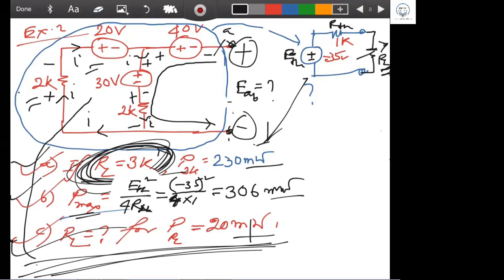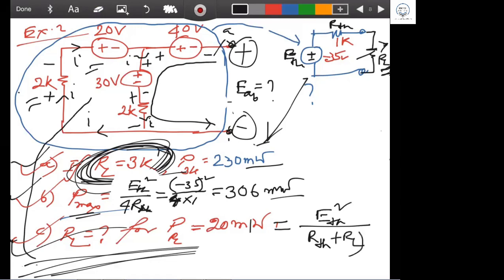Yeah, what equation should you follow here? Tarannum, can you tell me? PRL equals Vs square by (Rs plus RL) whole square into RL. Excellent, beautiful. So in this case, Vs means what? E Thevenin square, right? And R Thevenin plus RL whole square into what, Tarannum? RL. Beautiful, good.